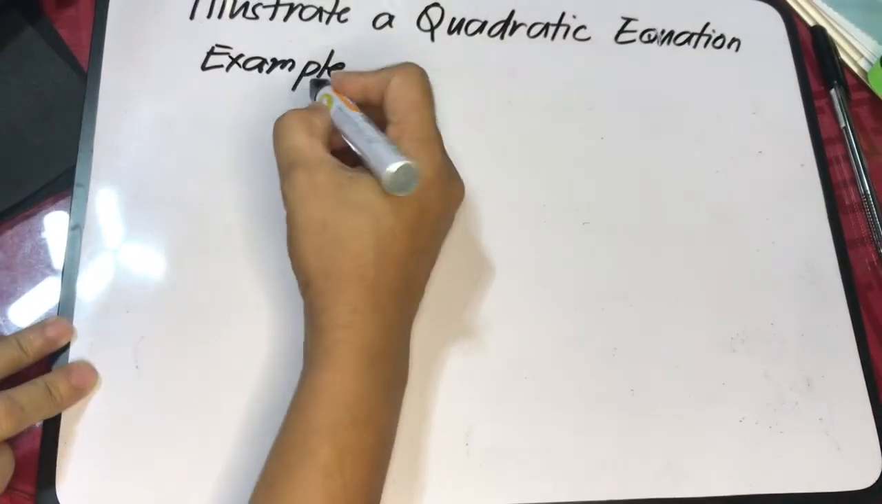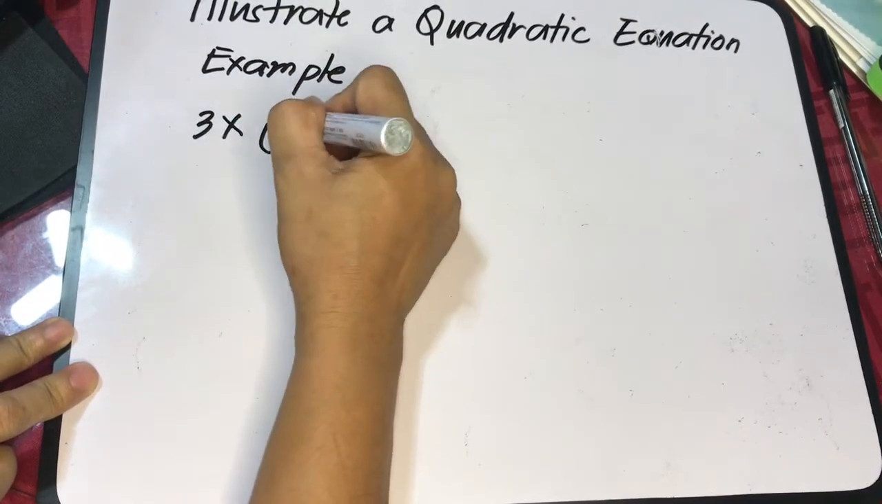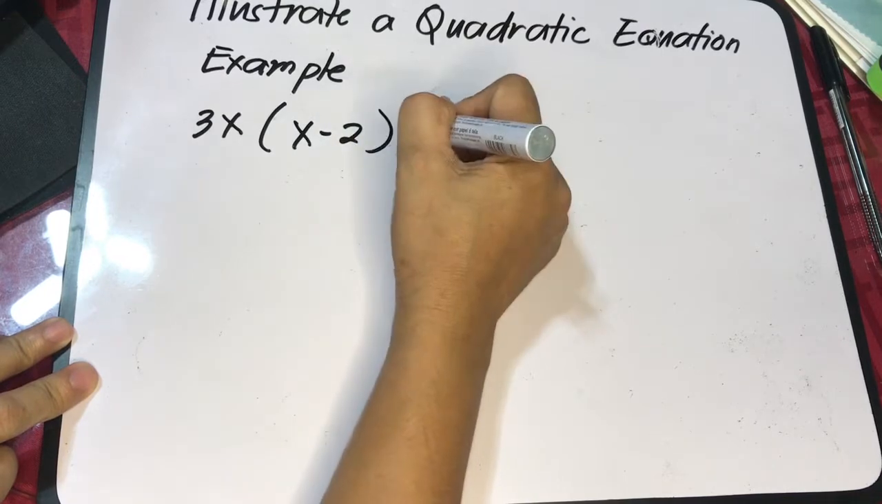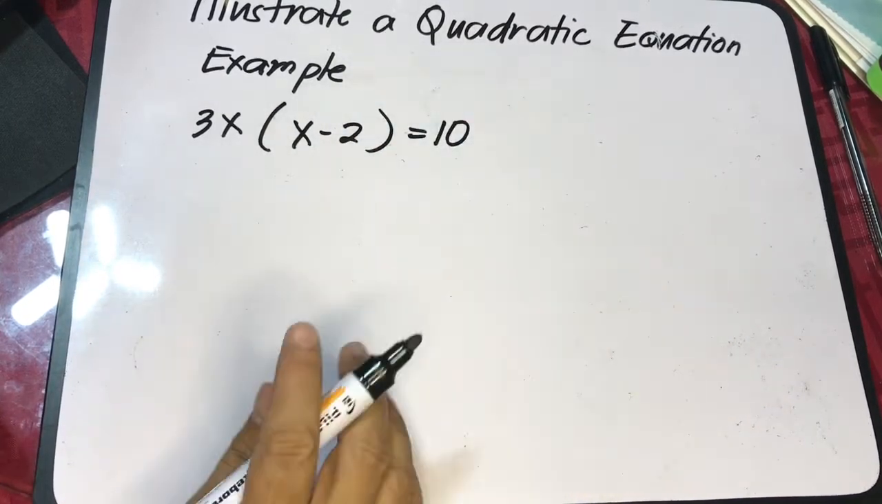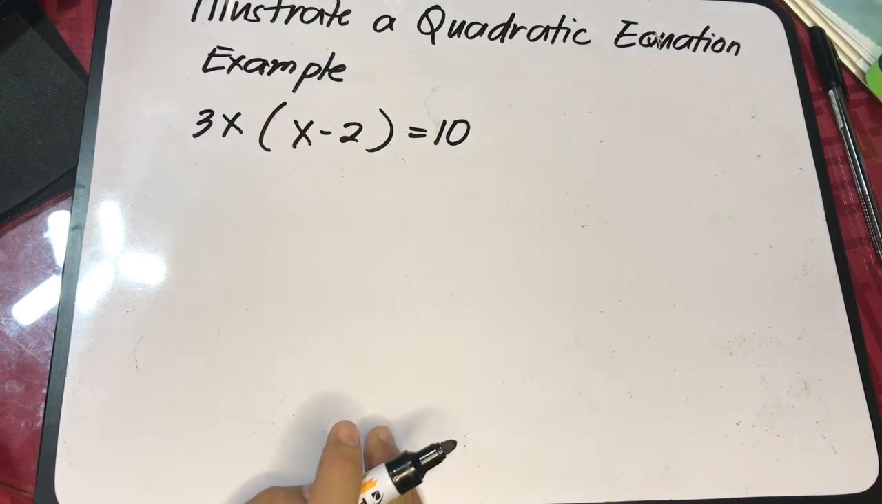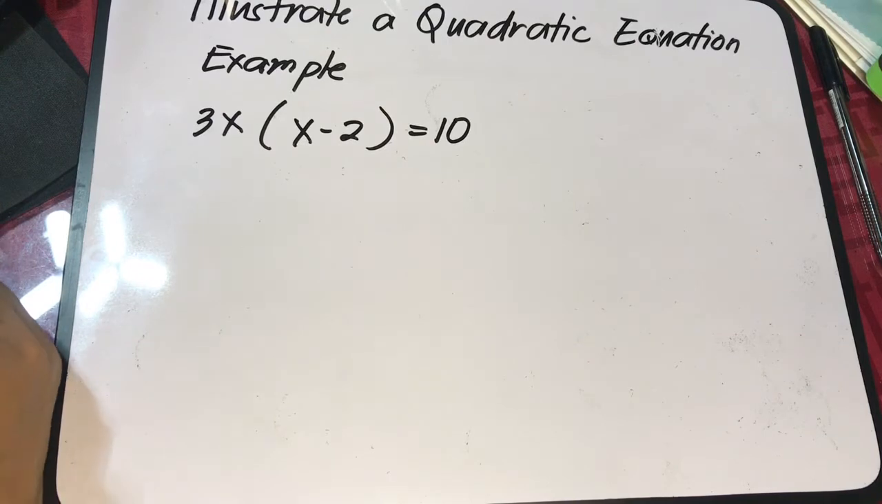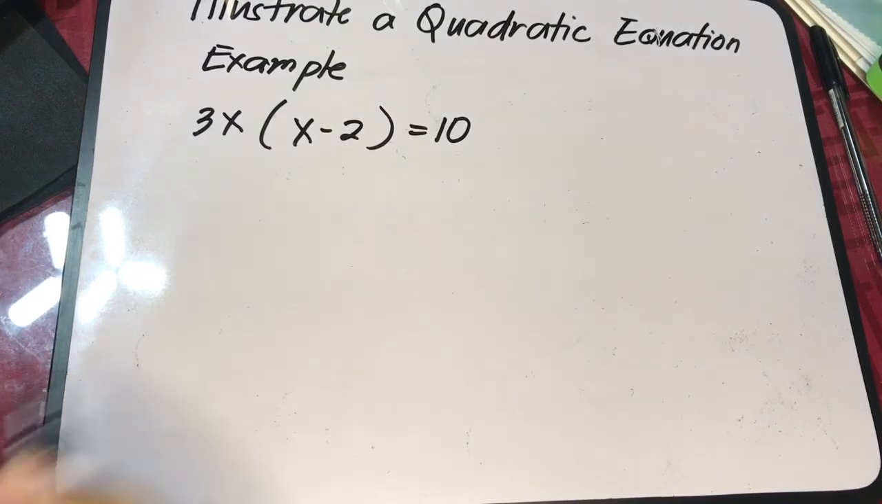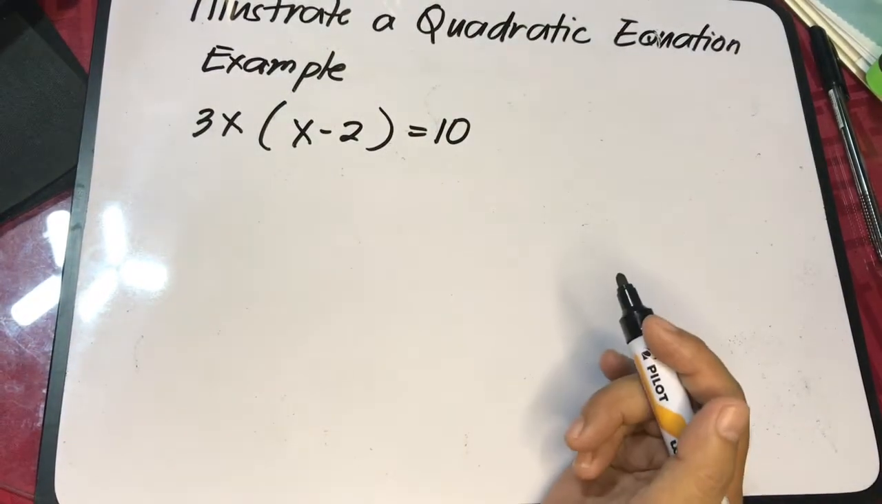Okay, another example is you have 3x times (x minus 2) equals 10. Now, this is an example of a quadratic equation. However, if you're going to look at this equation, it is not written in standard form. So what are we going to do? So we're going to expand the equation and make the equation equal to 0.